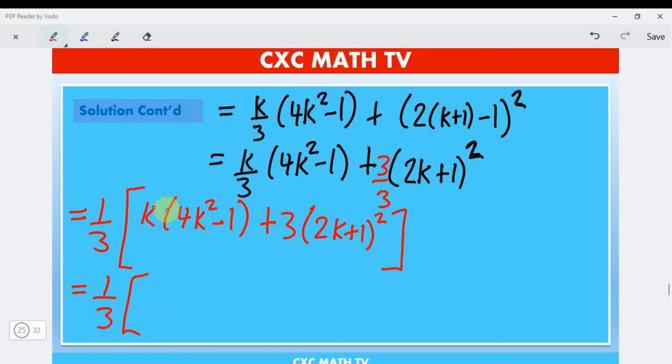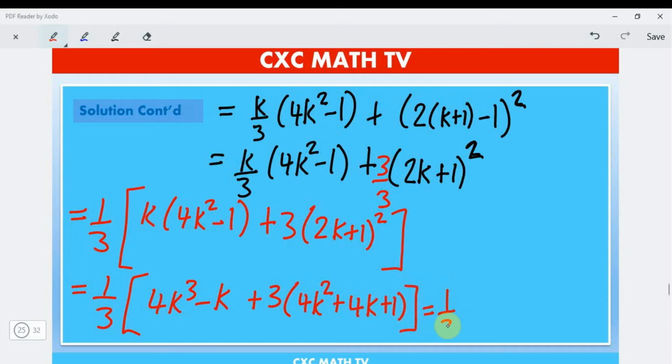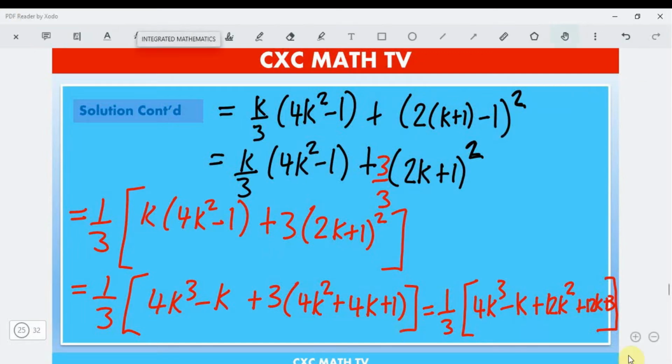Now when we expand, we're going to get 4k cubed minus k plus 3 times in bracket first term squared plus twice the product of the 2 plus second term squared. We then simplify some more to get 4k cubed minus k plus 3 times 4k squared is 12k squared, and 3 times 4k is 12k, and then 3 times 1 is 3. Close the bracket.